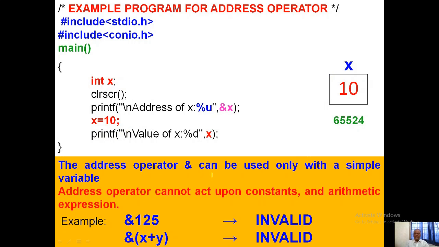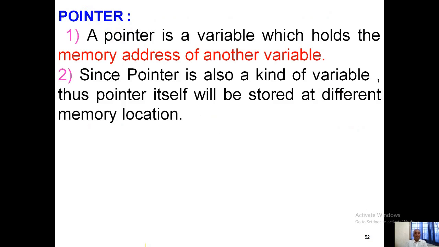The address operator can be used only with a simple variable. The address operator cannot act upon a constant or an arithmetic expression. Please note this carefully. Ampersand 125 is invalid, because 125 is a constant. Ampersand of x plus y is an arithmetic expression, and it is invalid. Ampersand x is valid, ampersand y is valid, but ampersand of x plus y is not valid. So a pointer is a variable which holds the memory address of another variable.